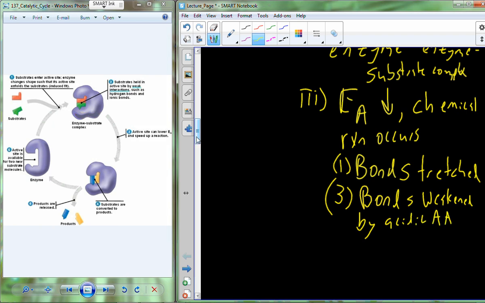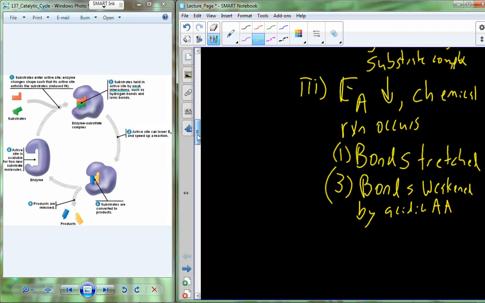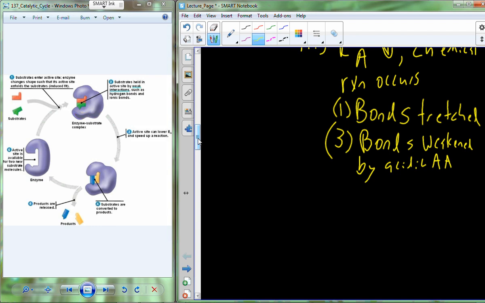So we could weaken the bond with acidic amino acids. Amino acids that give up a hydrogen. And that hydrogen increases hydrogen concentration and causes an interaction between that hydrogen and that particular molecule. And so we can exchange the electrons because we move them from, let's say, a glycosidic linkage to now attaching them to the hydrogen instead of the other molecule.